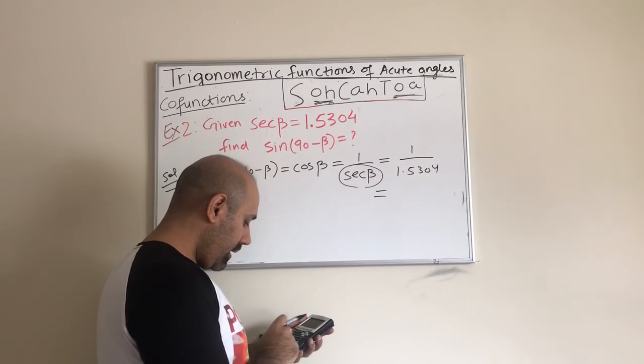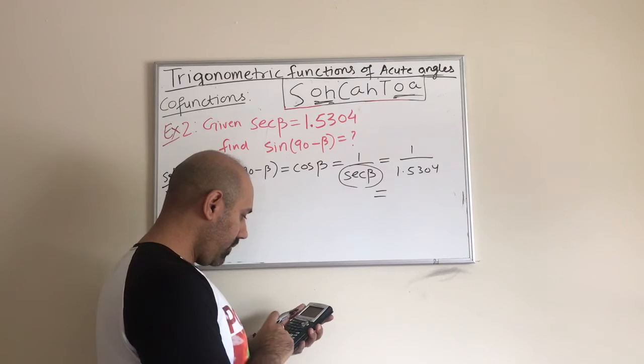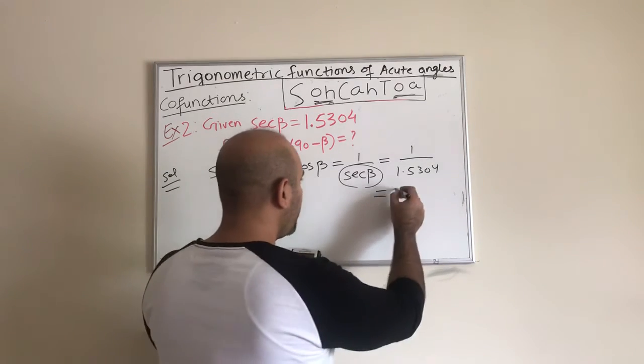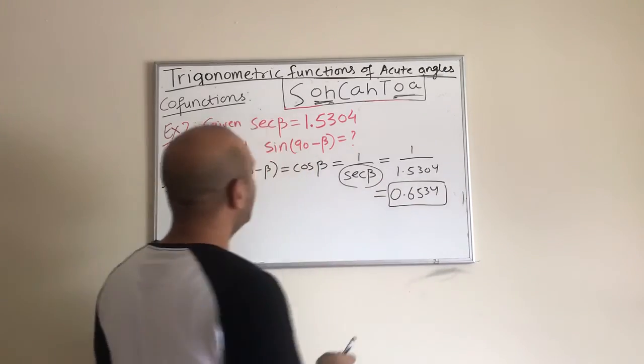I have a calculator handy with me here. 1 divided by 1.5304, and that is 0.6534. So that is the value for sine of 90 minus beta.